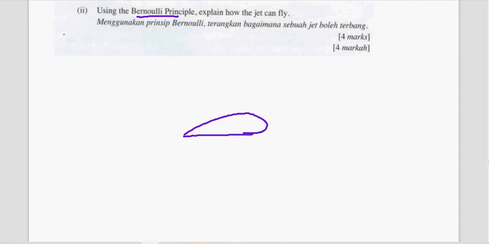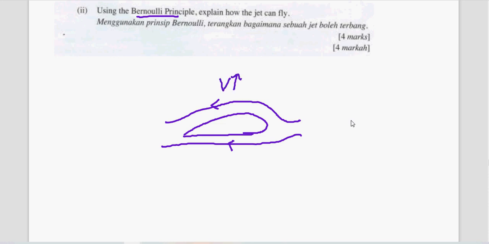When the jet moves forward, this is the wing of the jet, so the air in front here will be split into two. Some will be at the top and some will be under the wing. What happens is the speed of the air above the wing will be higher, and then pressure will be smaller. And then down here, the speed will be lower, and pressure will be higher.